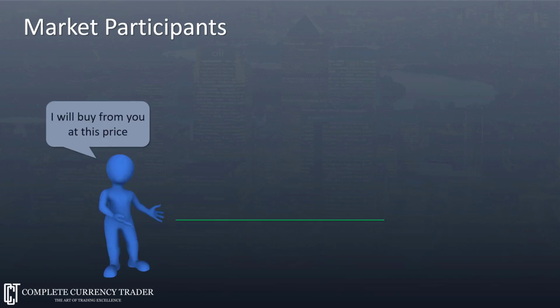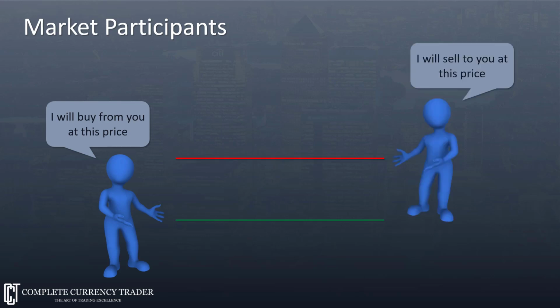Market makers will buy from you at a low price and they will sell to you at a slightly higher price. And the difference between those two prices, known as the spread, is how market makers make their profit. That's the fee they charge for providing you that service of allowing you to change your money.